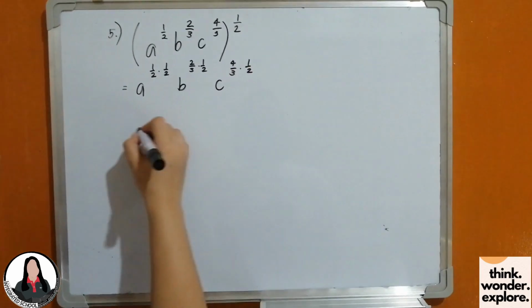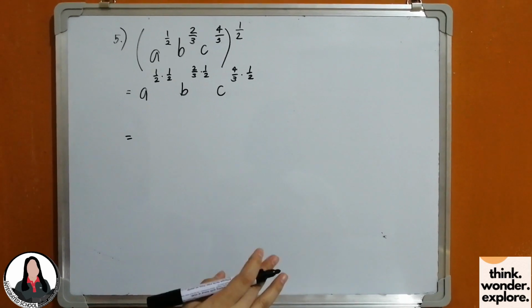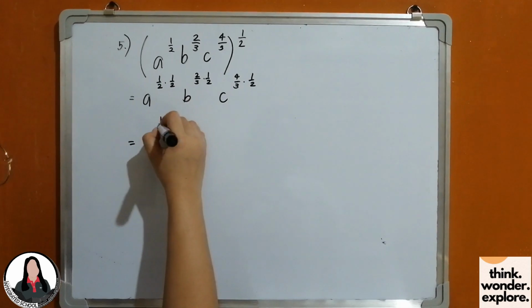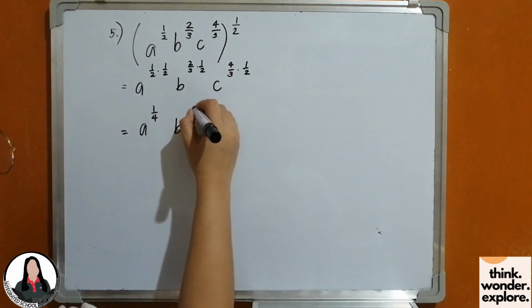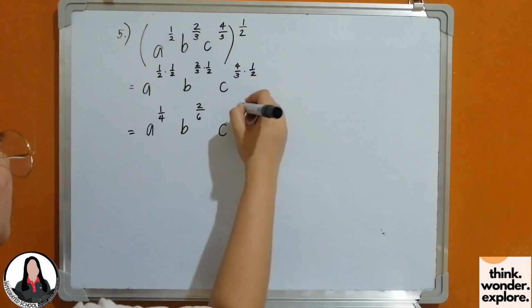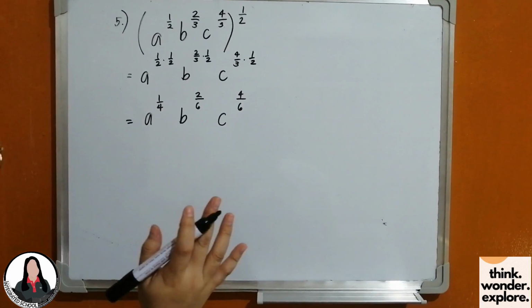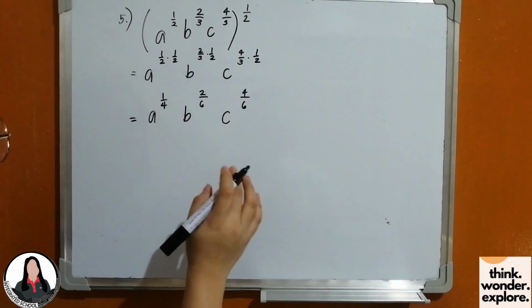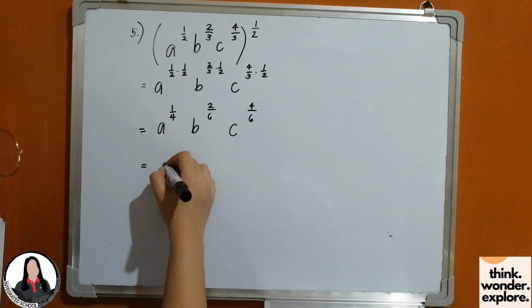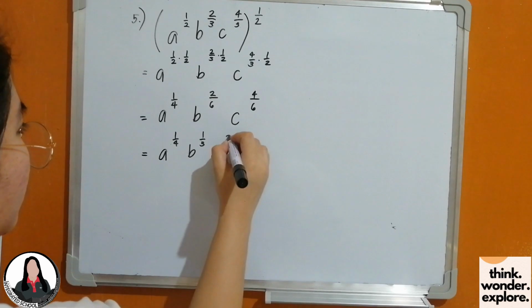Again, when we are multiplying fractions, we just have to multiply the numerator by the numerator and denominator by the denominator. So, simply, 1/2 times 1/2 is 1/4. 2/3 times 1/2, that is 2/6, and 4 times 1 is 4, and 3 times 2 is 6. So, kung mapapansin natin, hindi pa siya nasa simplest form. Bakit? Because of our exponents. Ang exponents natin, pwede pa natin siyang maisulat into its simplest form. Therefore, we can rewrite this as a raised to 1/4, b raised to 1/3, and c raised to 2/3.